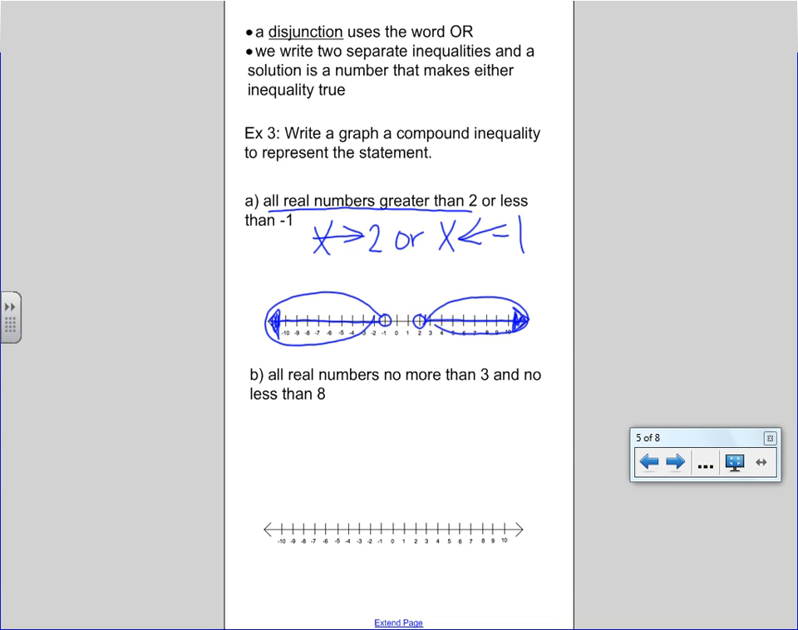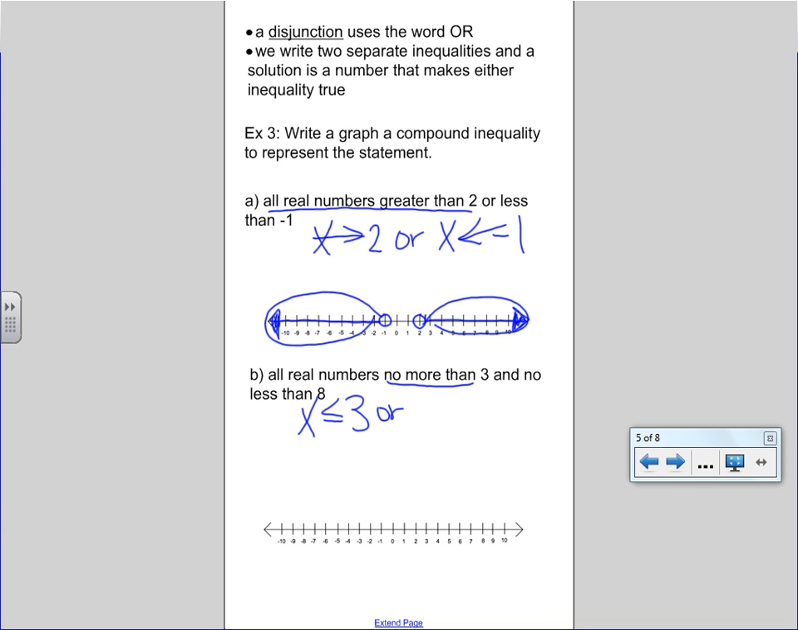B says all real numbers no more than 3 and no less than 8. Okay, so all real numbers, we're talking about x. If it's no more than 3, can it be less than 3? Yes. Can it be equal to 3? Yes. So then we put our 3.